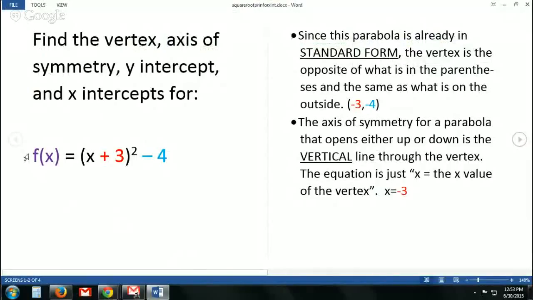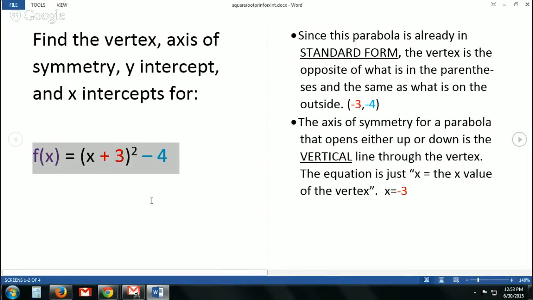For f of x equals (x plus 3) squared minus 4, we've been asked on this problem to find the vertex, the axis of symmetry, the y-intercept, and the x-intercepts. Now, this particular parabola is already in standard form for a parabola.